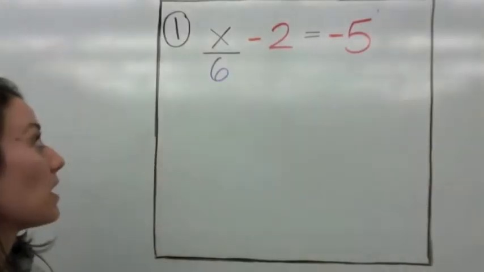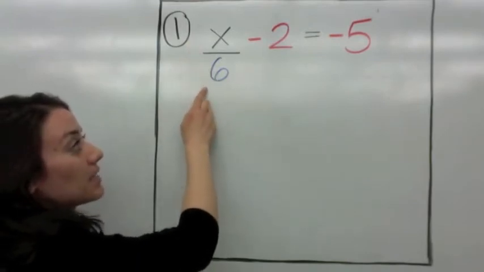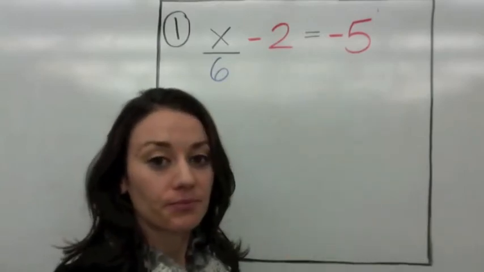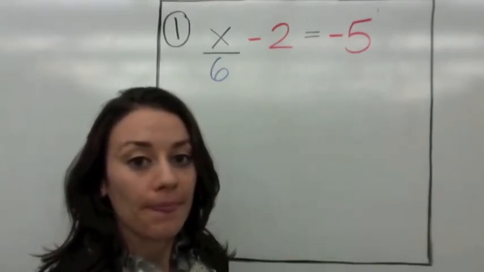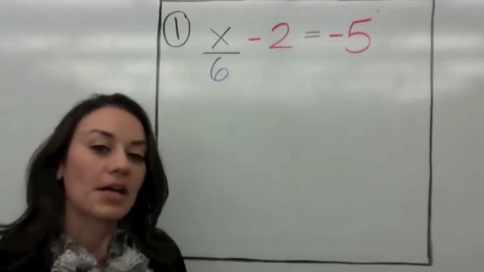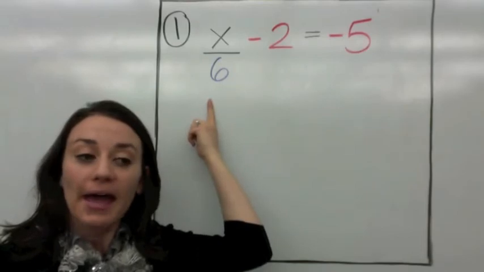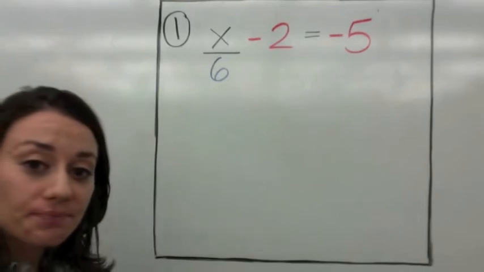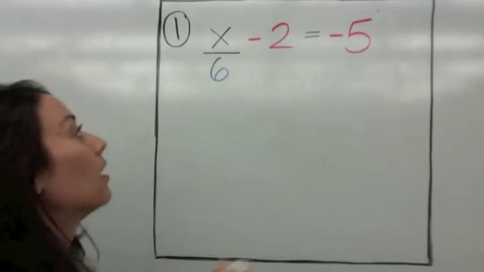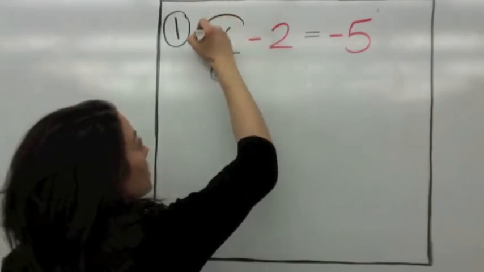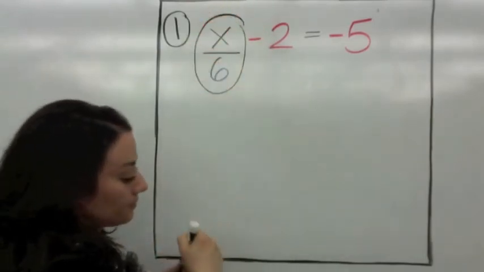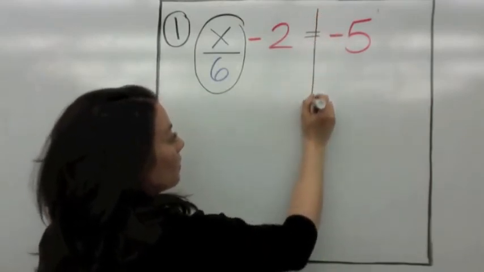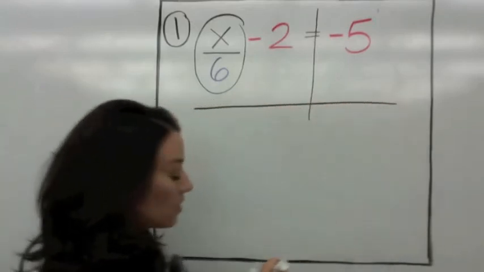So read number 1 with me. It says x divided by 6 minus 2 equals negative 5. Okay, write that down. All right, so I'm going to ask you a question. Does this equation have a fraction in it? Yes. What's the fraction? You're right. It's x divided by 6. So you're going to circle the fraction, and then you're going to make a t. You do this to separate both sides of the equation.